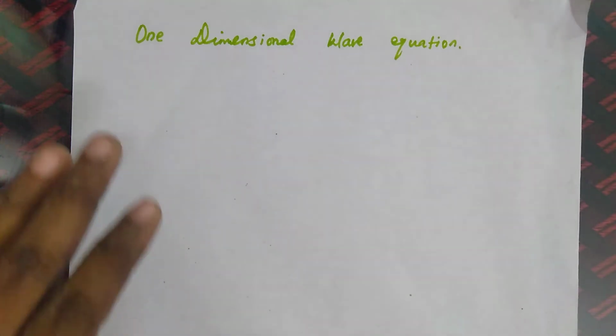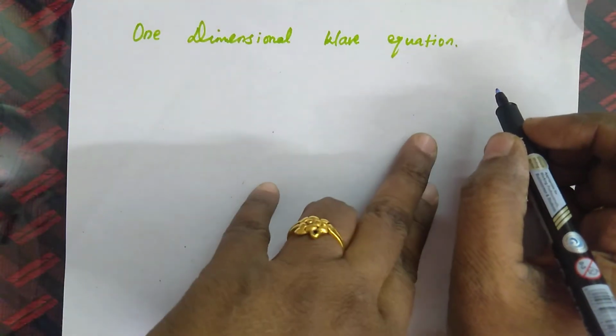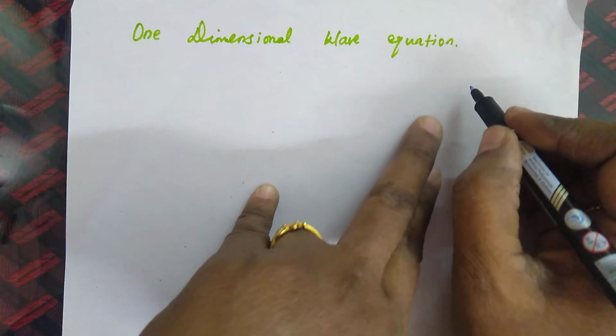Welcome to the lecture series of boundary value problems. Today we are going to discuss the one-dimensional wave equation. Under this one-dimensional wave equation, we are going to consider a string. That string is stretched and fixed at both endpoints.